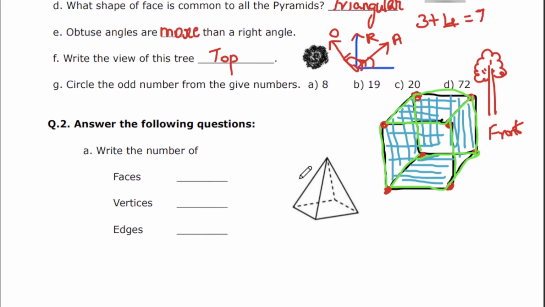Next. Circle the odd number from the given numbers. So you have to circle the odd number. We already know odd numbers will always end with 1, 3, 5, 7 and 9. So find the number which is ending with any one of these numbers. So we have 19. 8, 20 and 72 are even numbers. Okay. Next.